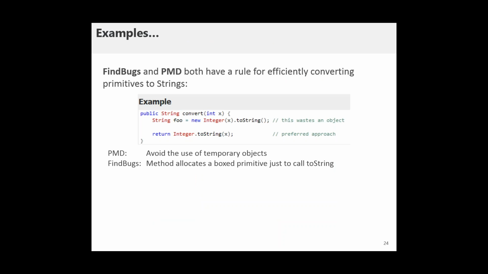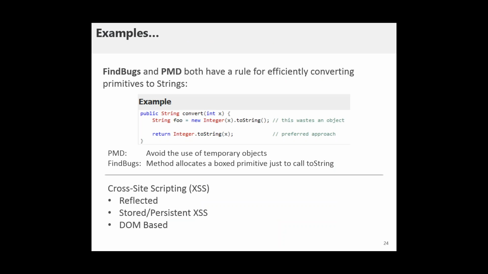And here's one example. FindBugs and PMD both have a rule that checks for the use of a temporary object to convert a primitive to a string. There really isn't a CWE that covers this. One can map that to CWE 398, which is a general code quality issue, but then you might wrongly correlate with different code quality issues.